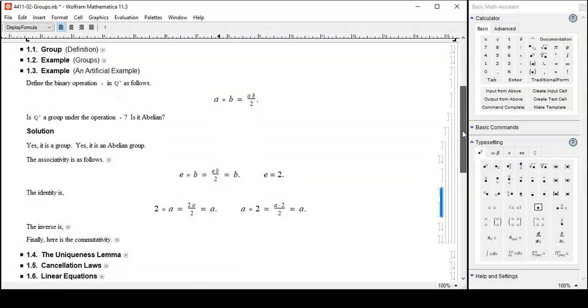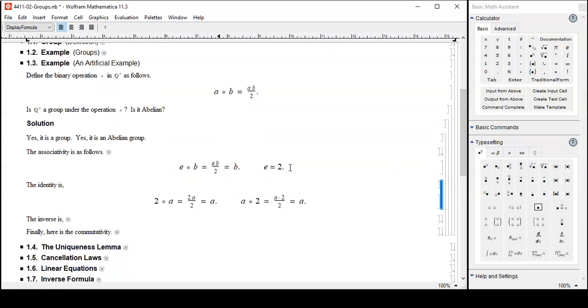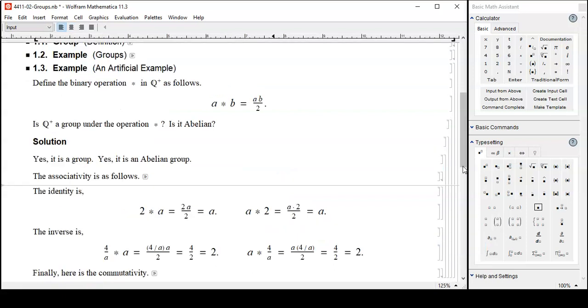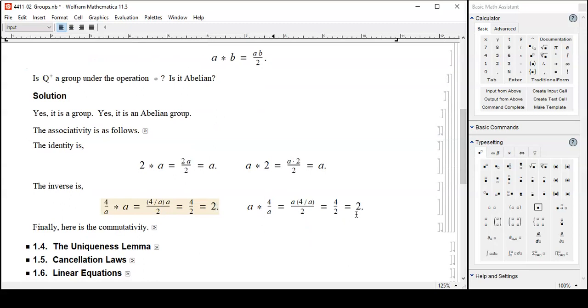How about the inverse? A times B has to be the identity 2 again. So from here, B is what? Flipping A over 2 to the other side, 4 over A. Looks like that's the inverse. Is that true? Check. Yes and yes. Maybe you're going to need a bigger font. Yes and yes.